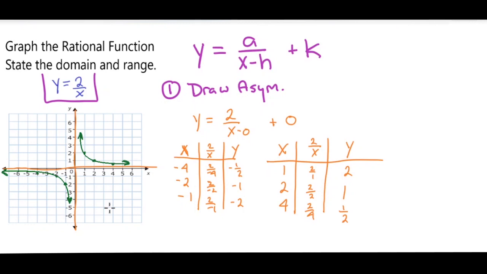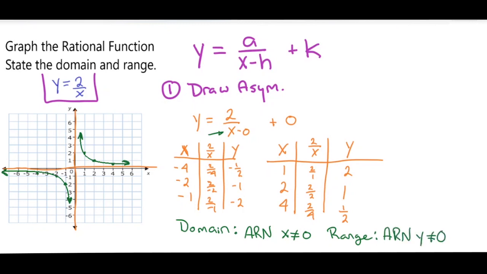So now I need to state my domain and range. So my domain is whatever x can equal. Well, x can equal any number, so all real numbers, with one exception. The only exception is if x is 0, that'll put a 0 on the bottom of the fraction. So x cannot equal 0. And the range, well, if we look at the graph, you'll notice that y can never equal 0 either. So this is all real numbers, but y cannot equal 0. And that's how you graph a rational function and state the domain and range.